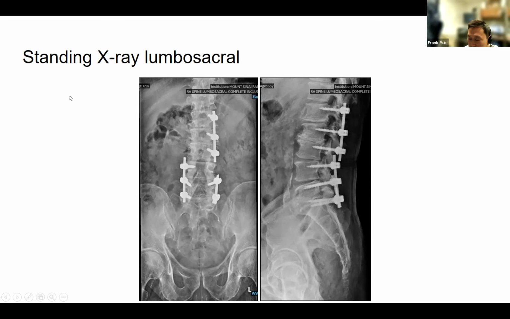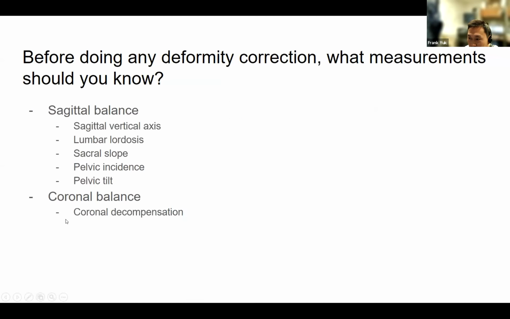And also in certain practices, let's say you're doing a degenerative L5-S1 ALIF and percutaneous screws, sometimes the ALIF can be done and then stabilized with just unilateral instrumentation posteriorly. So that's not super uncommon to see. All right, so before we do any surgery, any correction, we have to know all these measurements that we've been through multiple times: the sagittal vertical axis, the lumbar lordosis, the sacral slope, pelvic incidence, the pelvic tilt, as well as the coronal balance.